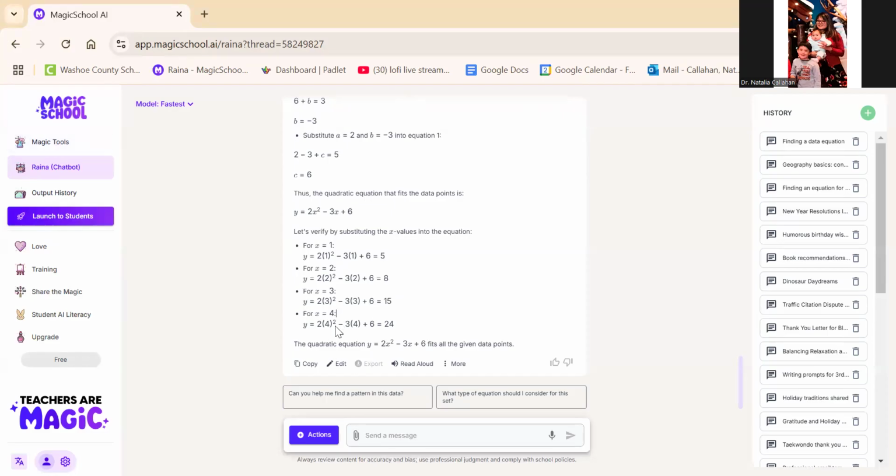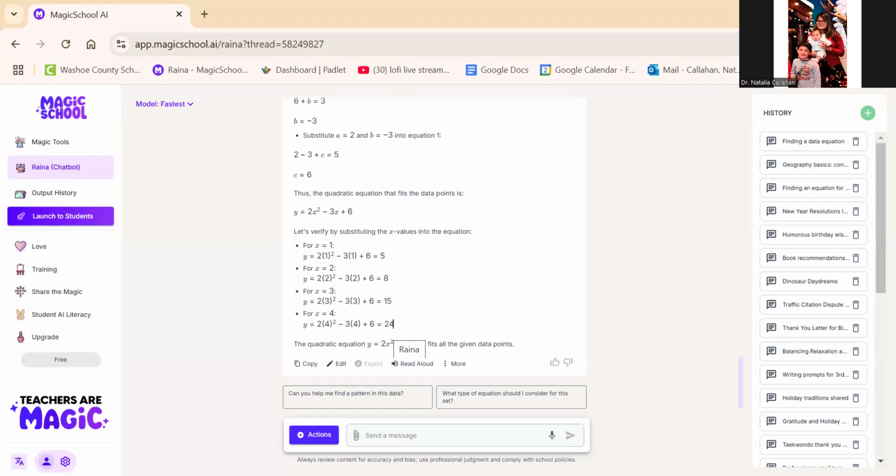Like 4 squared is 16. 16 times 2 is 32. 32 minus 12 is 20. 20 plus 6 is not 26. That doesn't work, does it? Does that work? Do you see that?